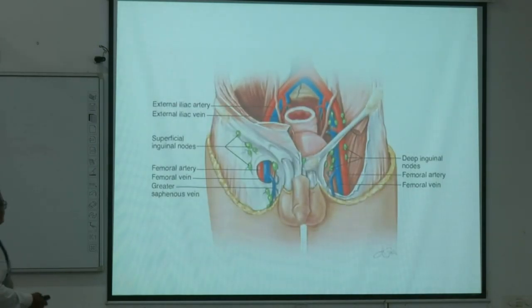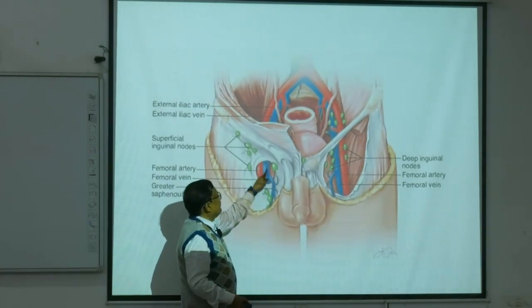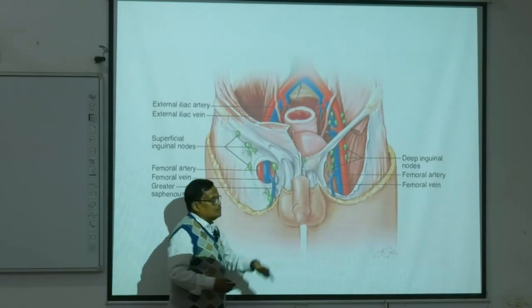This is the great saphenous vein, which ultimately pierces the deep fascia to drain into the femoral vein. So this is the superficial, this is the superficial.